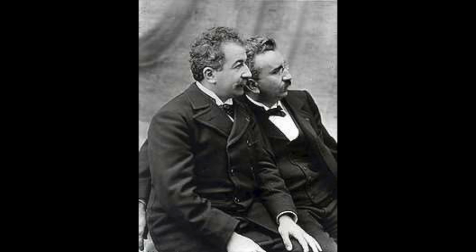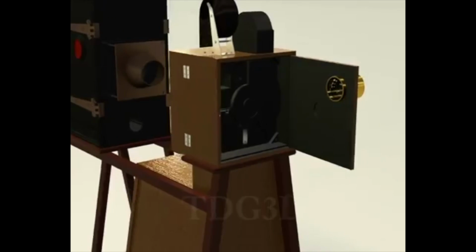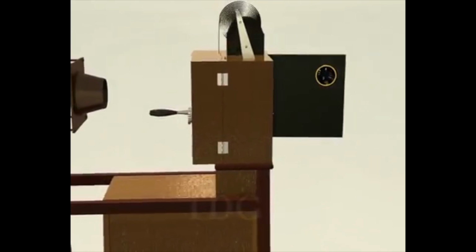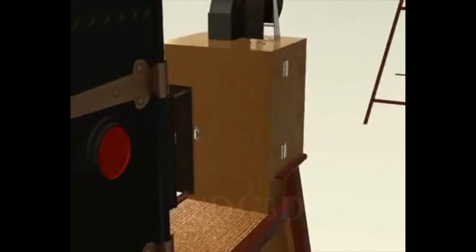In 1895 came the Lumiere brothers, Louis and Auguste. These were the first brothers to create the camera that was combined to have a projector and printer. They chose to name the invention the cinematography.